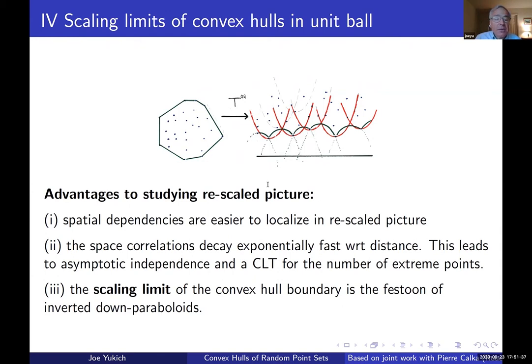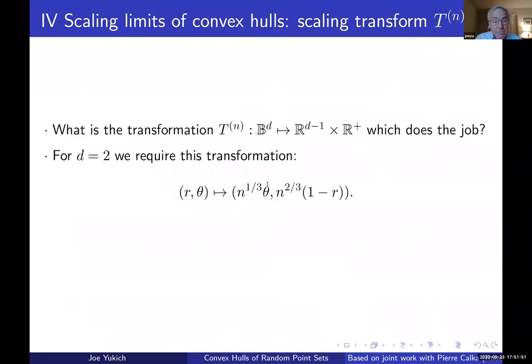And a third advantage is that this picture makes it transparent what the scaling limit of the convex hull boundary is. It turns out to be this festoon of inverted down paraboloids. So what is the transformation that does the job? Let's start with dimension 2. Remember that we want a parabolic transformation.